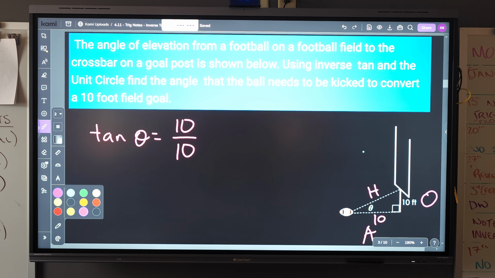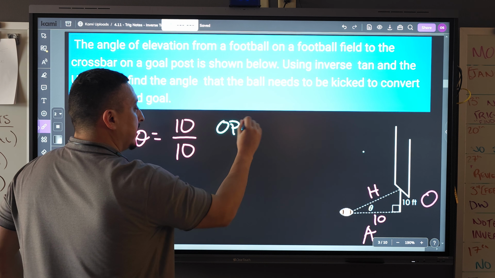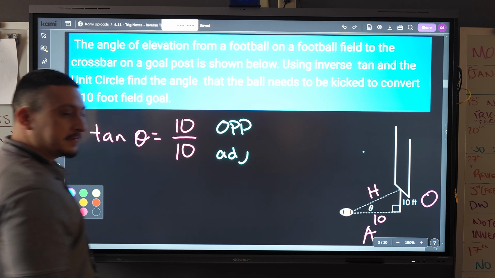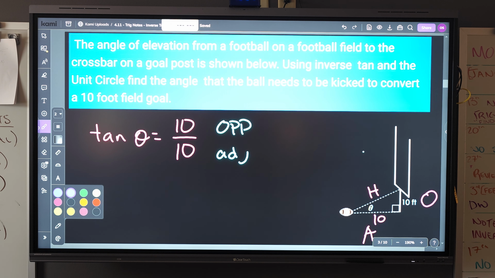Now both of these are 10, and one of my students got confused last period and he thought I had flipped them, and I didn't. Okay, this is still opposite and this is adjacent. I didn't flip them. It's just they're both 10.